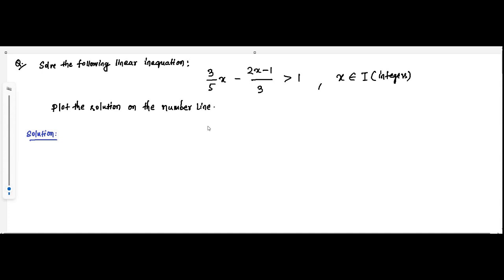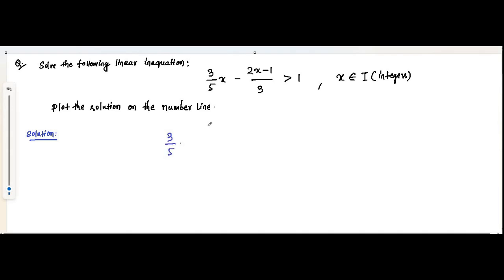So here is another question on linear inequation in one variable. It is given to solve the following linear inequation, which is given by 3x by 5 minus 2x minus 1 by 3 is greater than 1, with x belonging to the integers, the replacement set. And we have to plot the solution on the number line. So first we have to solve the inequation.